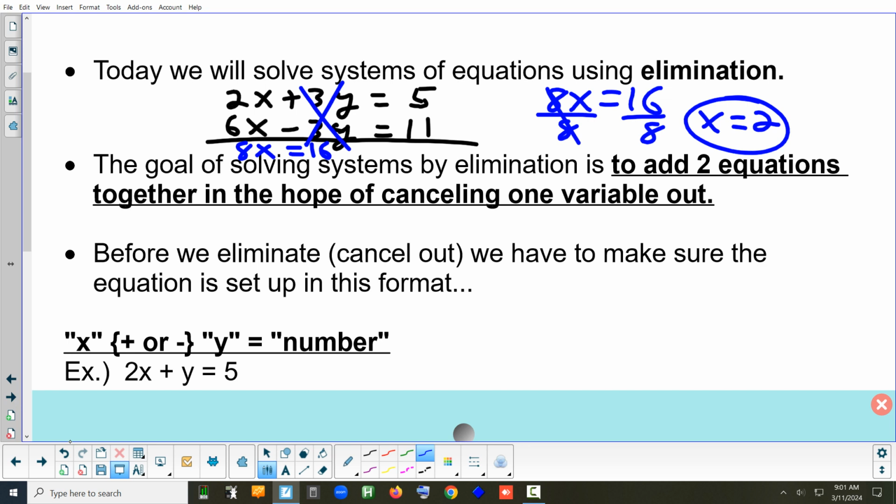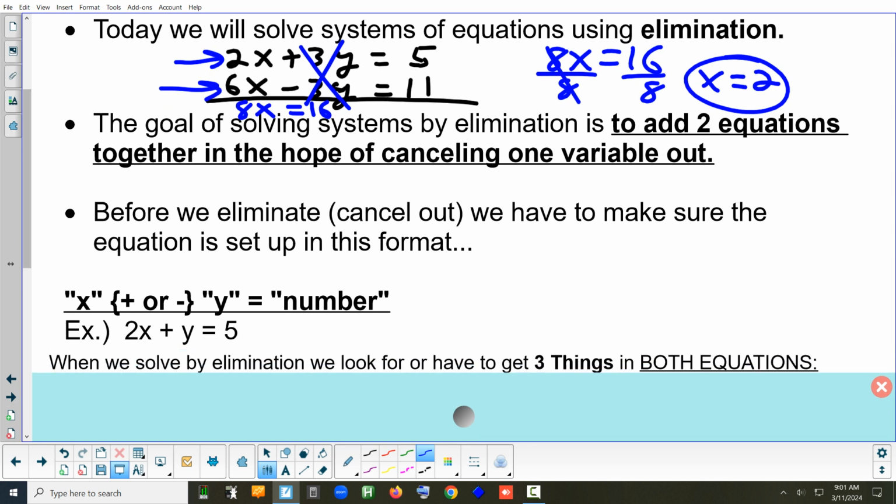Okay, you're going to have the x, then you're going to have either a plus or a minus. It could be either one. Okay, in this case, it was a plus. So the x, then a plus or a minus, then you're going to have the y, then you're going to have an equals, and then you're going to have a number. That's exactly how both of those equations were set up.